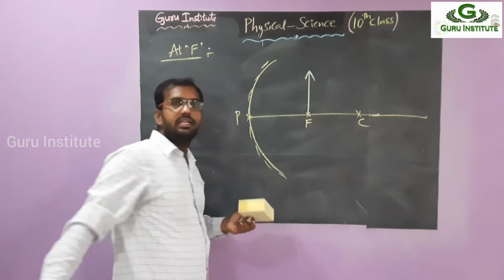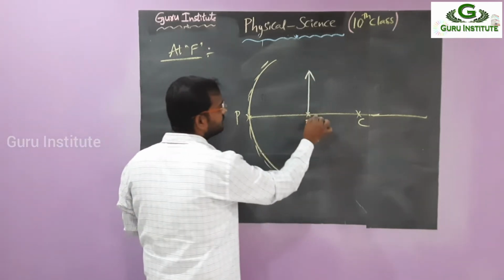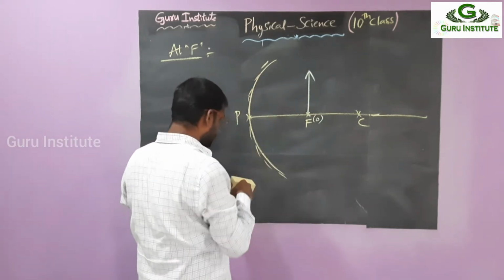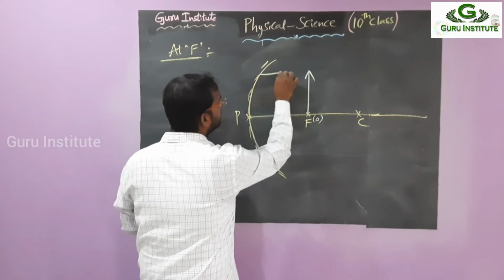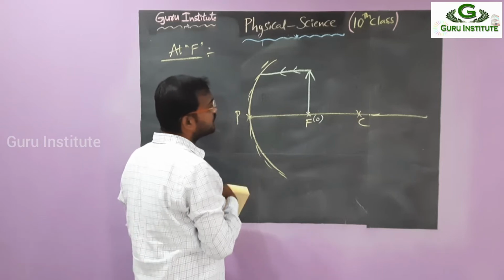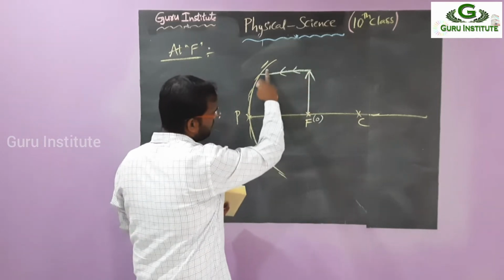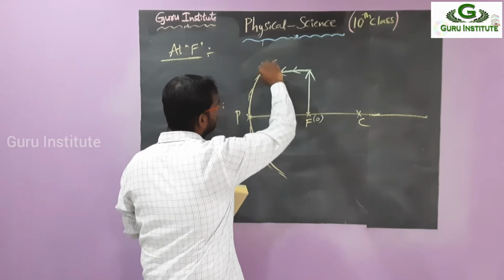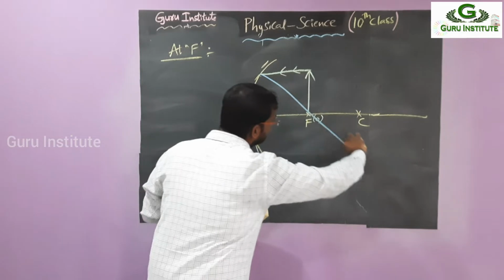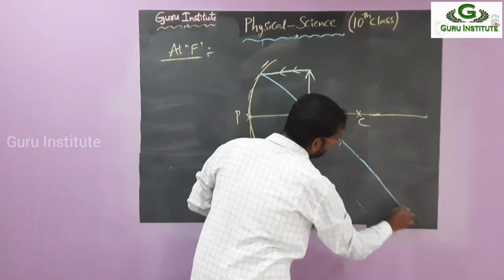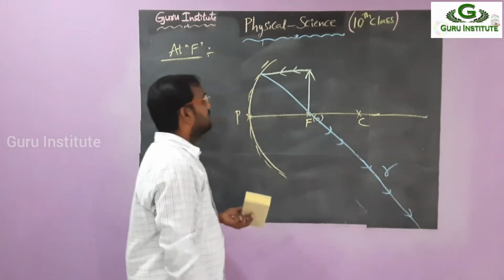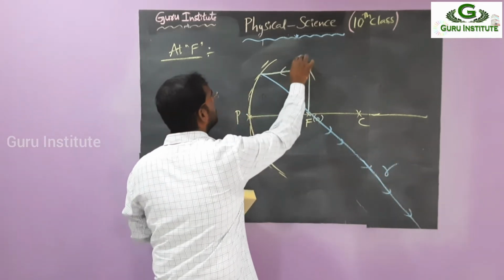At F means this is the object O. Okay, right. So what is the first ray? Parallel to the principal axis. Where does it go? Passing through the focus. Parallel to the principal axis, passing through the focus. This is the focus only, no? So just simply, this is the focus only. Correct. This is the reflector. Up to now we are taking the ray parallel to the principal axis and passing through the focus.